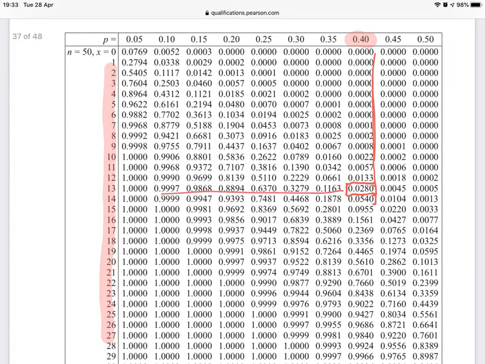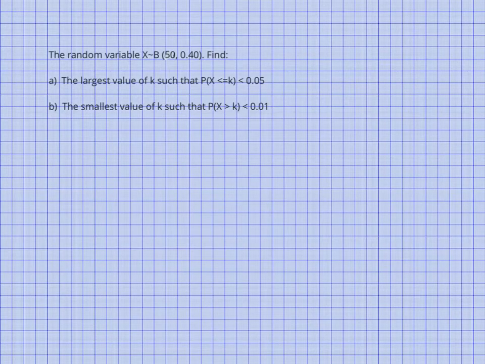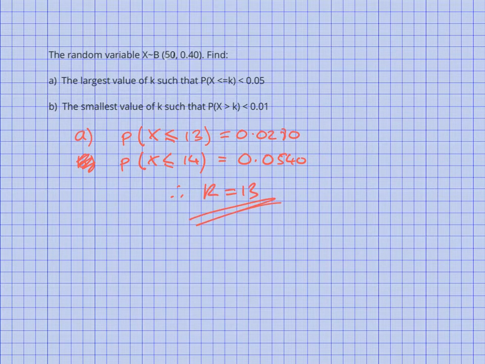So reading across, we can see that the value there is 13. That means that k, the number that we're looking for, is 13. The way we would choose to write that and illustrate the answer is we would say, for A, that the probability that x is less than or equal to 13 is equal to 0.028. That's the number we read off the table. And for B, at the same time, the probability that x is less than or equal to 14 is 0.0540. Therefore, our k value is 13. That's what we do. We illustrate from the tables what the values were that we found and write it out.